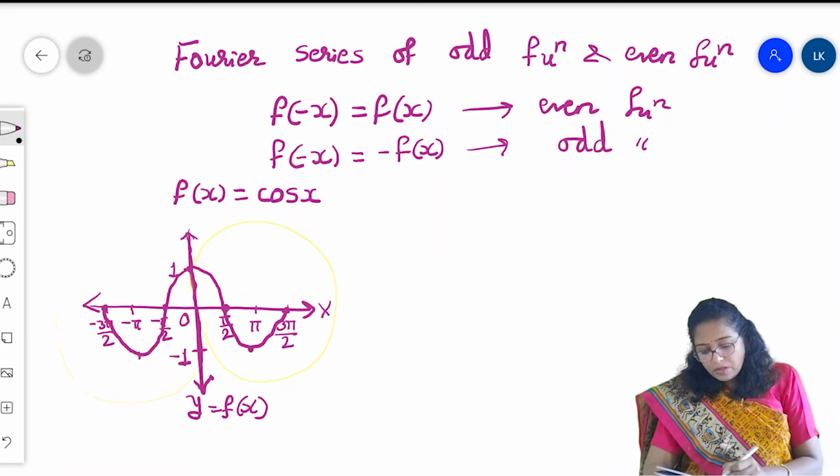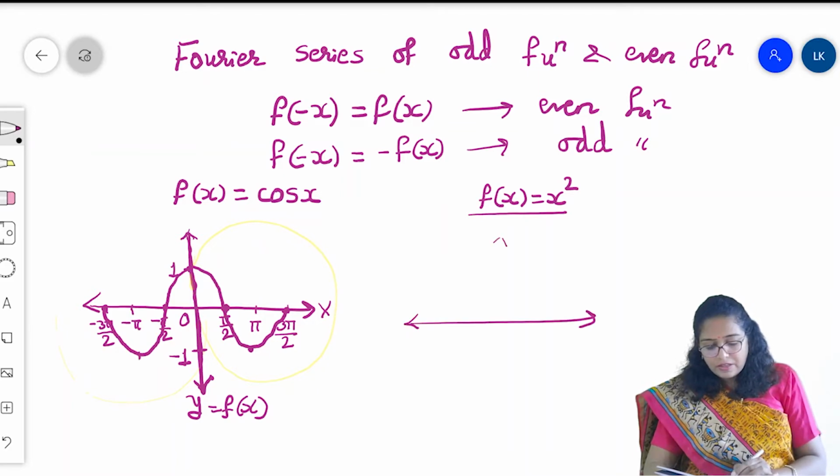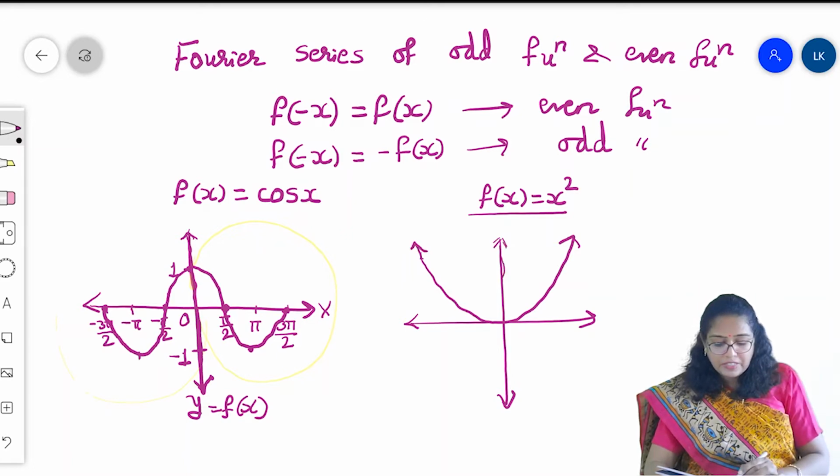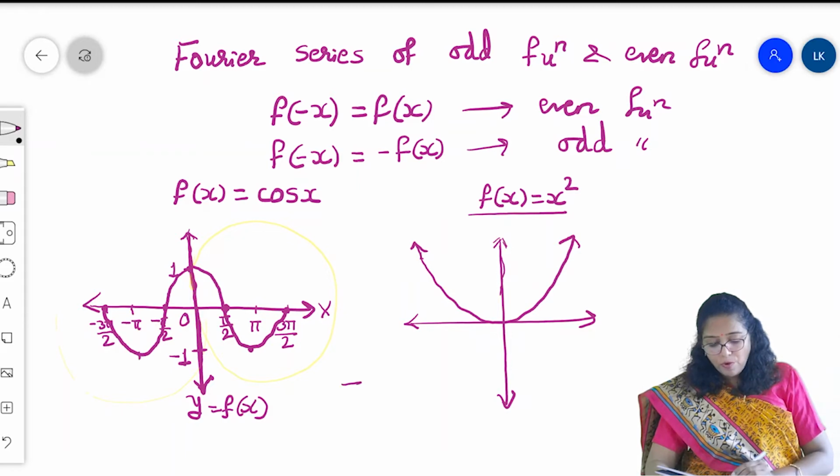Now, the graph of f of x is equal to x square. Let us take its graph. Again, draw the x-axis, the y-axis, then y is equal to x square. Its graph is like this. Put a mirror on the y-axis. We have the same image on the opposite side of the y-axis. Means from the graph, directly we can say that it is an even function. Both are graphs of even functions.